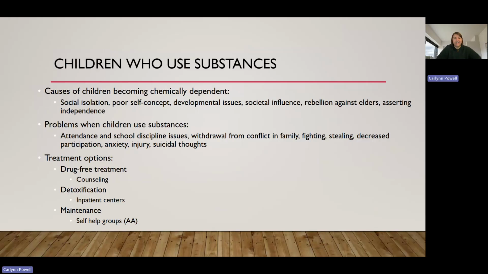Problems that can occur, again, the snowball is growing, when children are using substances. That's additional absences in school, discipline, withdrawal from the family, fighting, stealing, decreased participation, anxiety, injury, and suicidal thoughts. The snowball does not end well. Often it ends with jail time. Often it ends with suicide. Often it ends with significant mental health issues.